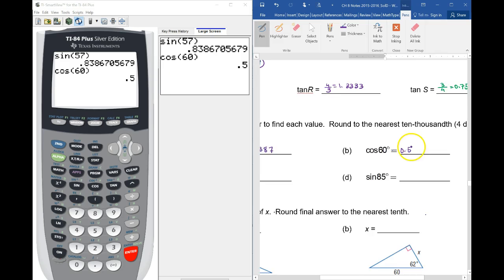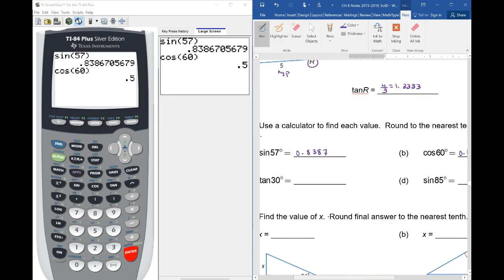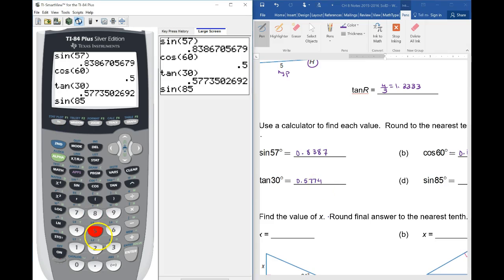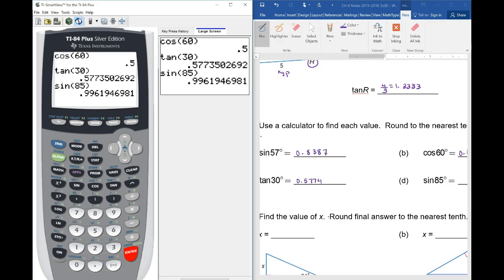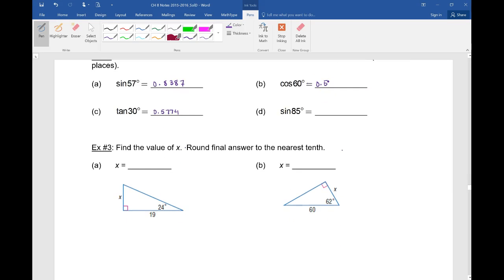And let's do the other two. So let's do tangent of 30. What do we get? And then we have sine of 85. 0.9962. There was a group of mathematicians at some point, and they decided that that's how it was going to be.